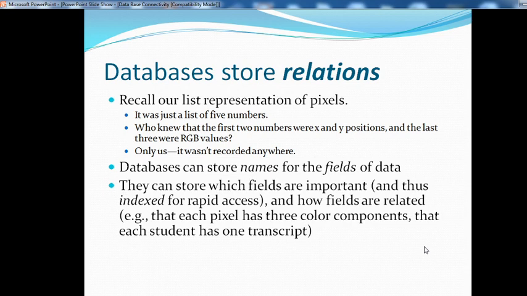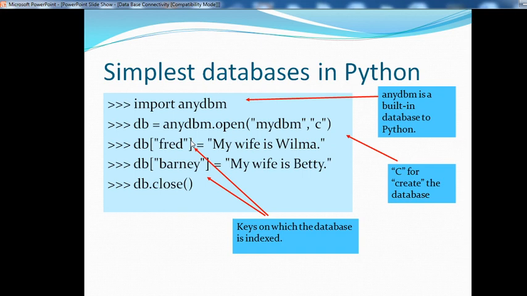If you want to create your own database, you use 2 keys on which the database is indexed. One key is for Fred and the second key is for Barney. For the first key you store some text, my wife is Wilma, and for the Barney key you store my wife is Betty. Finally, db.close. Finally you close that particular database. That means here you created the database.